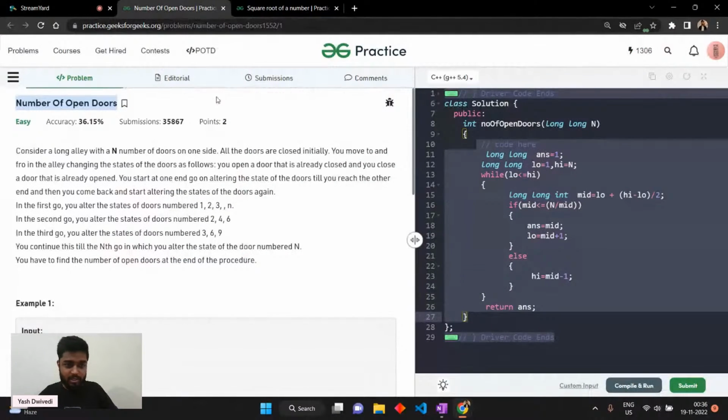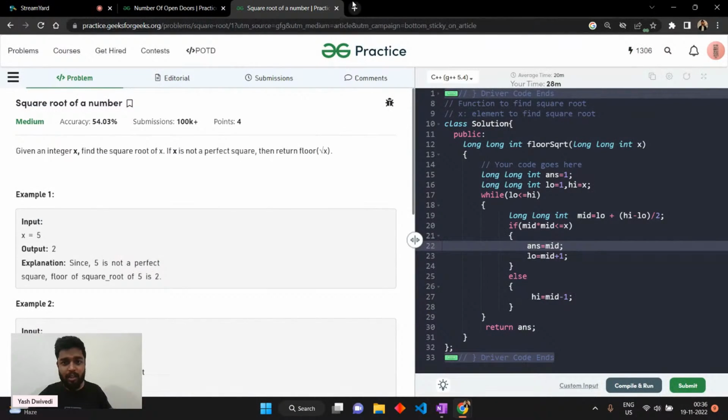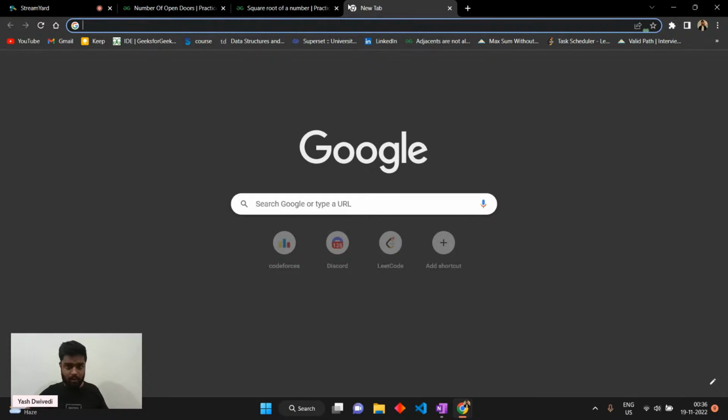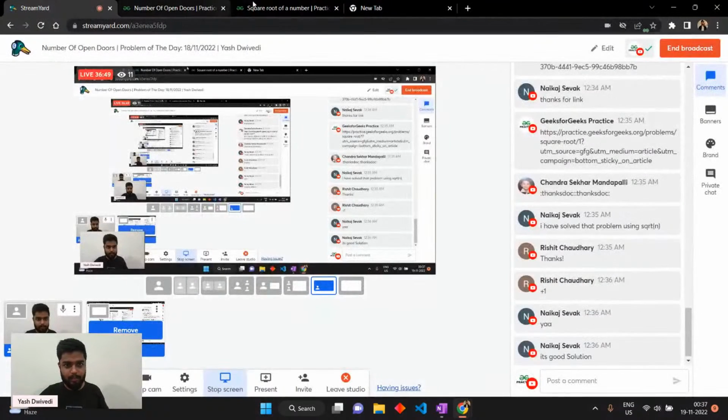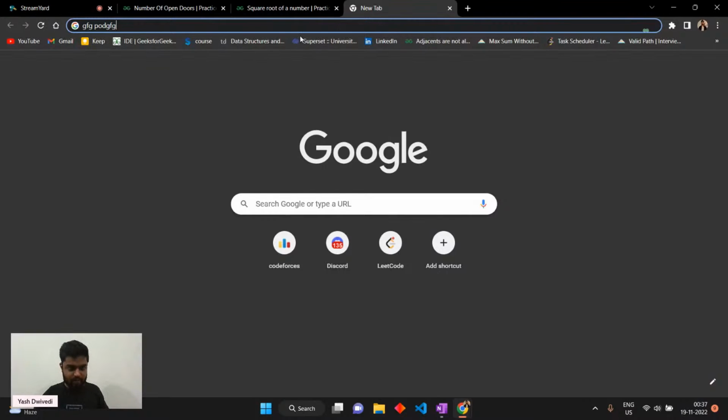It's a good solution. Obviously, it is a very good solution, and that is why we insist that you should solve the problem of the day. Because if you search for this, what is happening? I think my tab has frozen. Okay, yeah. So if you search for this thing, let's say GFG POD, but I think again my tab is frozen.